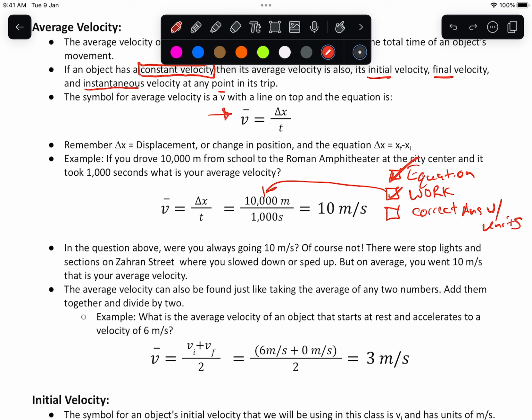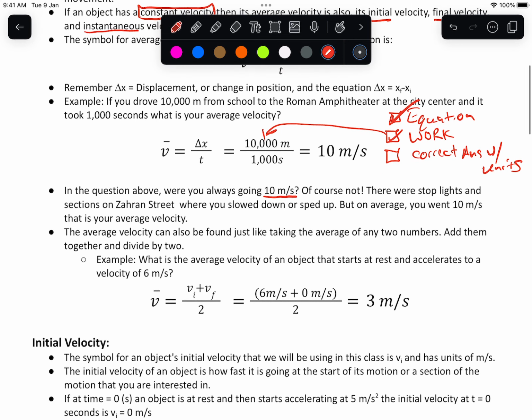Okay. In the question above, were you always going 10 meters a second? No, of course not, right? There's stop signs. You have that turn onto Zacharan Street that takes forever. Then you speed up to go by somebody. Your speed is changing the whole time. But 10 meters per second was our average.